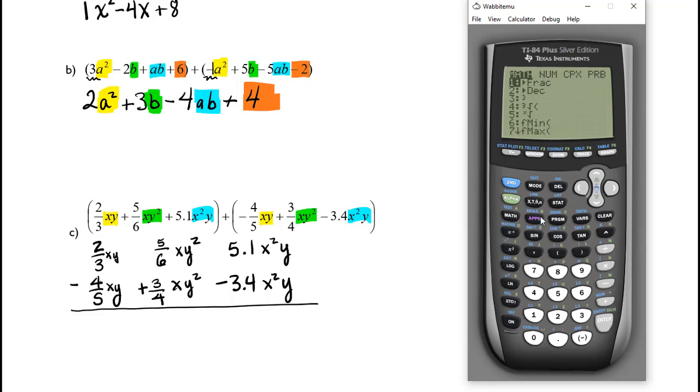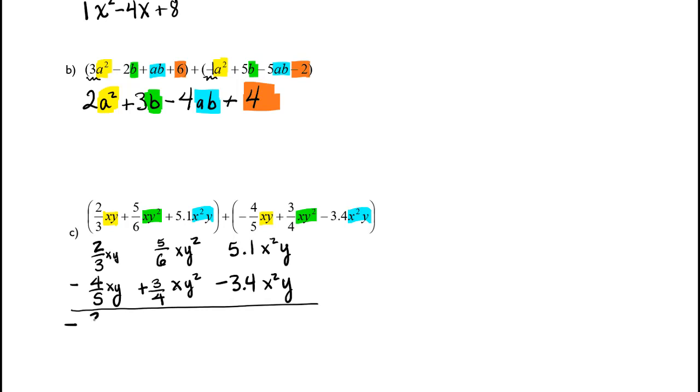Click on Math and then hit enter to reduce a fraction. So that frac means you're going to take the answer you just got and reduce it. The combining of 2/3 and 4/5, if you combine those two, you get negative 2/15. That's 2/3 minus 4/5. So my exact fraction is negative 2/15 xy. Now let's take 5/6 and add 3/4 to it.